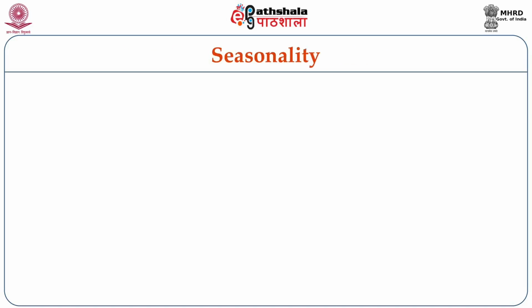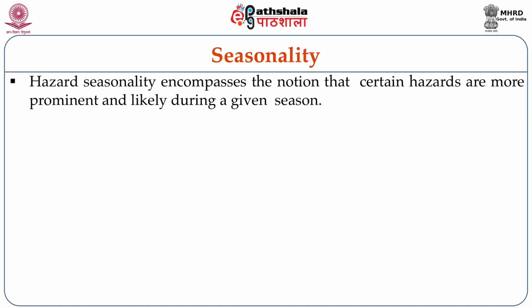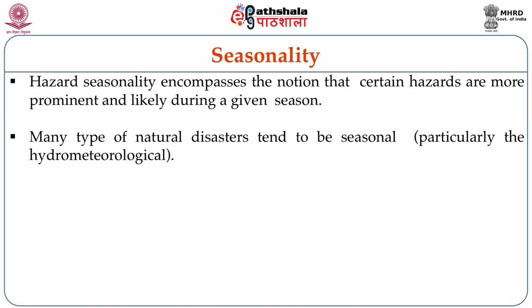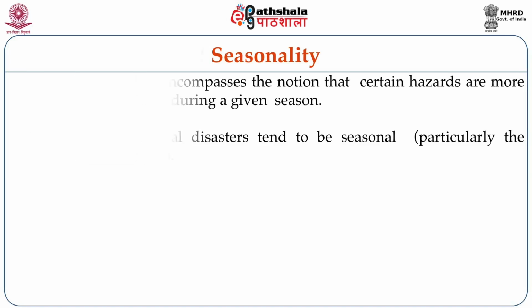Seasonality is another physical dimension. All disasters may not happen throughout the year; not any time can it happen. For example, the cyclones in India happen at a certain period of time. And earthquakes, for example, or volcanoes, there is no seasonality.